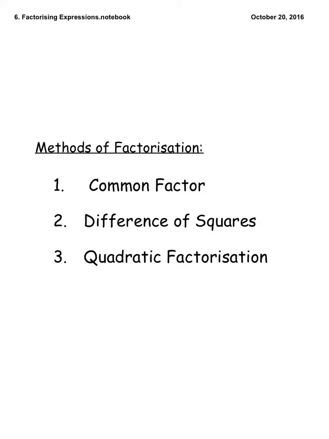There are three types of factorization you might be asked to do. The first one is common factor. That's when you take out a number or a letter that is common within an expression. The second is difference of squares, where you have two squared terms subtracted from one another. And the last one is quadratic factorization. That is when you're given a trinomial and you have to put it into two sets of brackets.